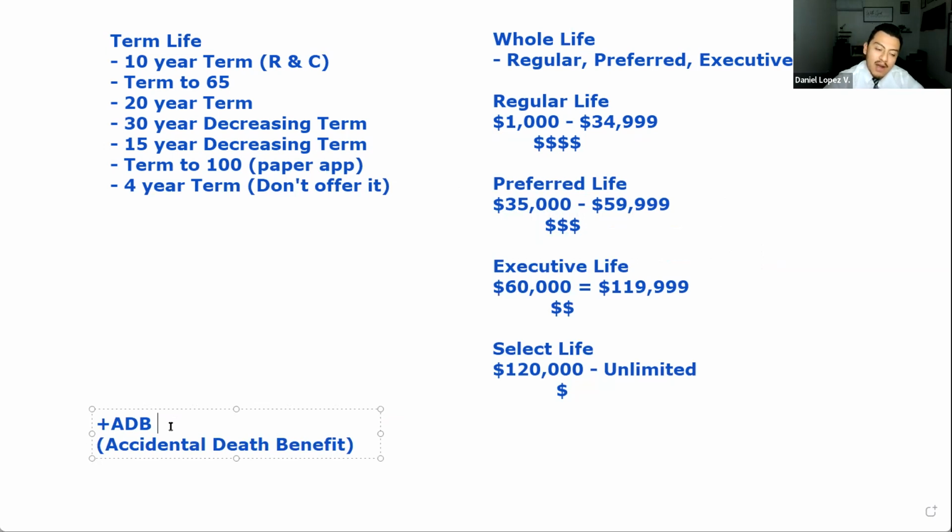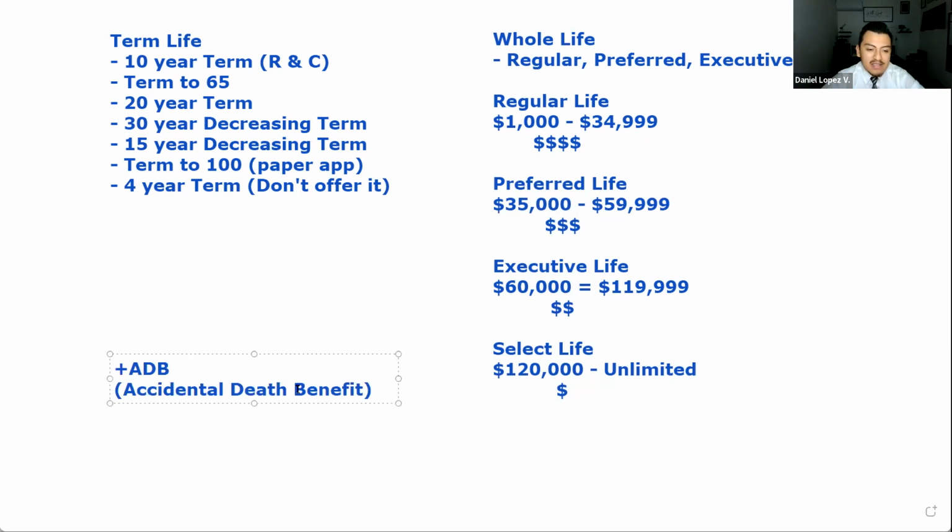Through the EAP, technically, if you want to, you can sell ADB by itself, but it has to be through a paper application. But it's just a whole different thing. So we don't really sell ADB by itself. ADB has to be attached to a whole life or to a term life.